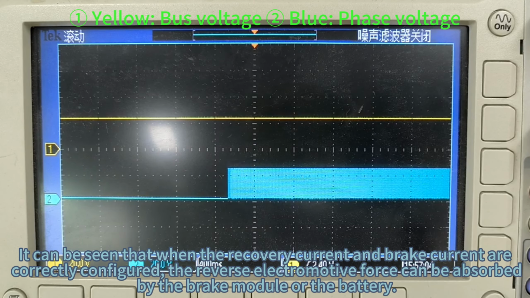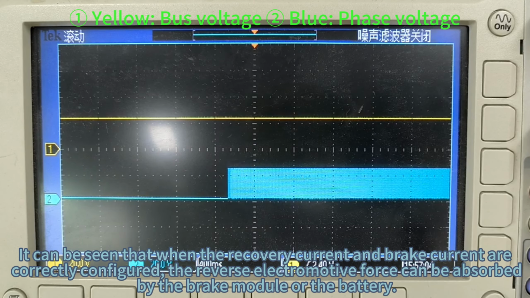Before configuring these parameters, let's take a brief look at some core concepts. Braking current is the active output when the motor brakes. It should avoid being too high and continuous. The specific value needs to be adjusted according to the fluctuation of the bus voltage. Regenerative current refers to the maximum value of current recovery, which needs to be set according to the current recovery capacity of the battery, or the dissipated power of the brake module.